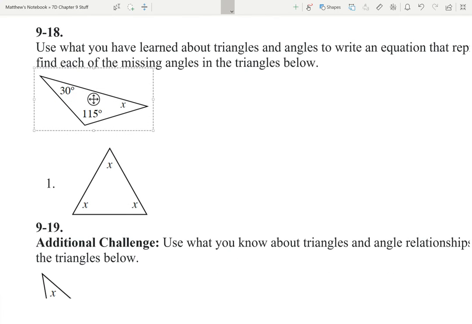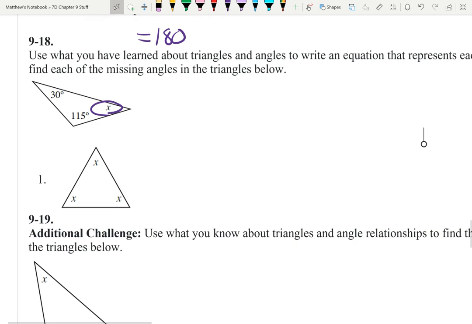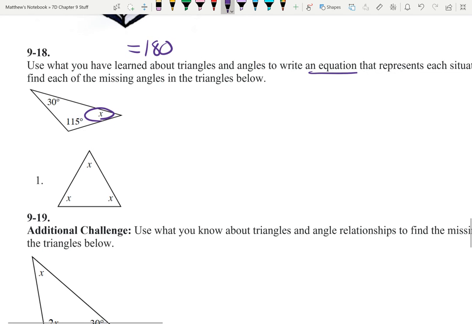All right, everybody, so now we're looking at 9-18. We know that the angles in a triangle add up to 180 degrees. And so let's see if we can use that to figure out the missing angle measures here. So first off, we have to write an equation that represents each of the following situations.